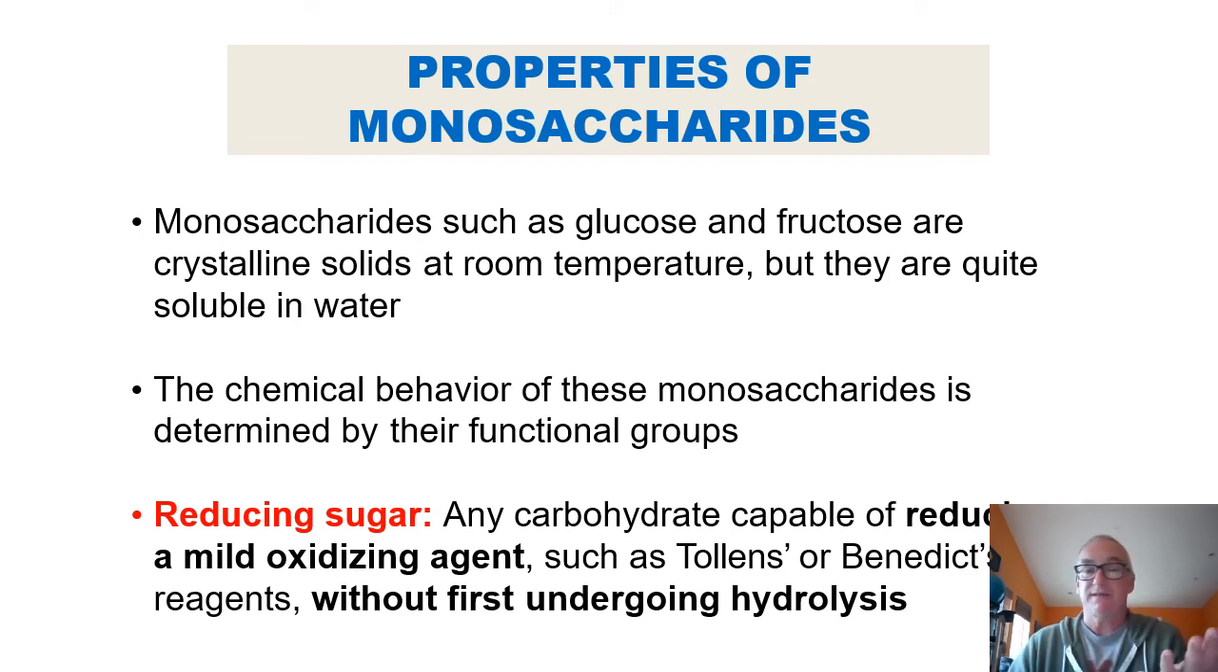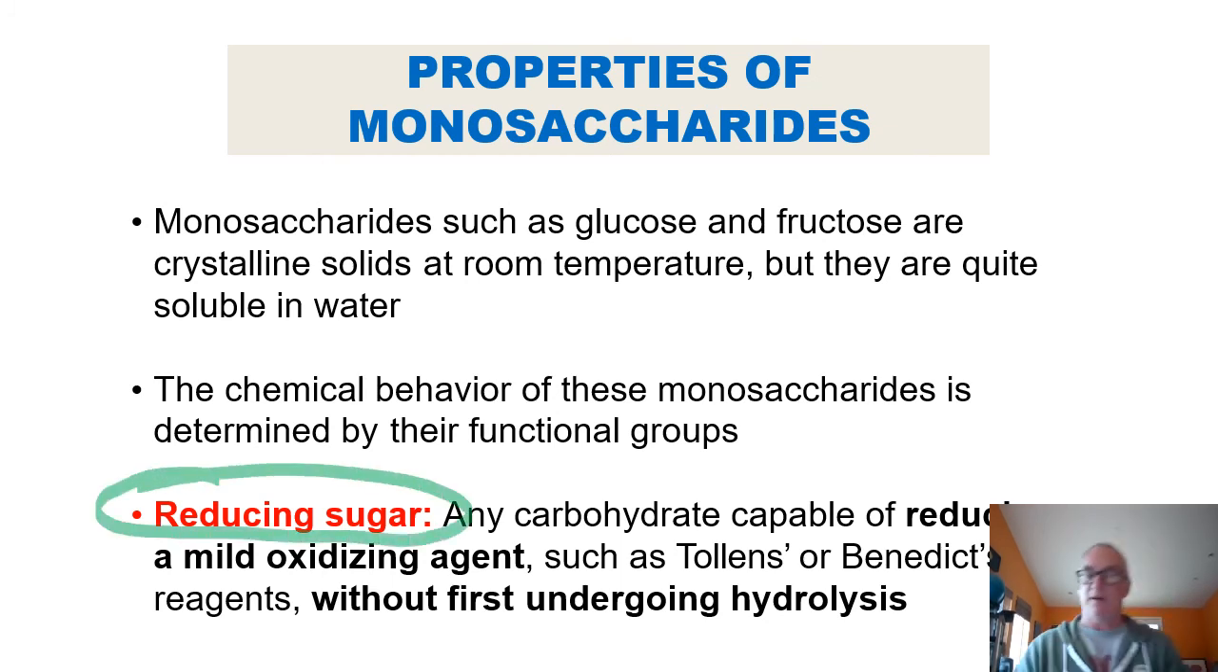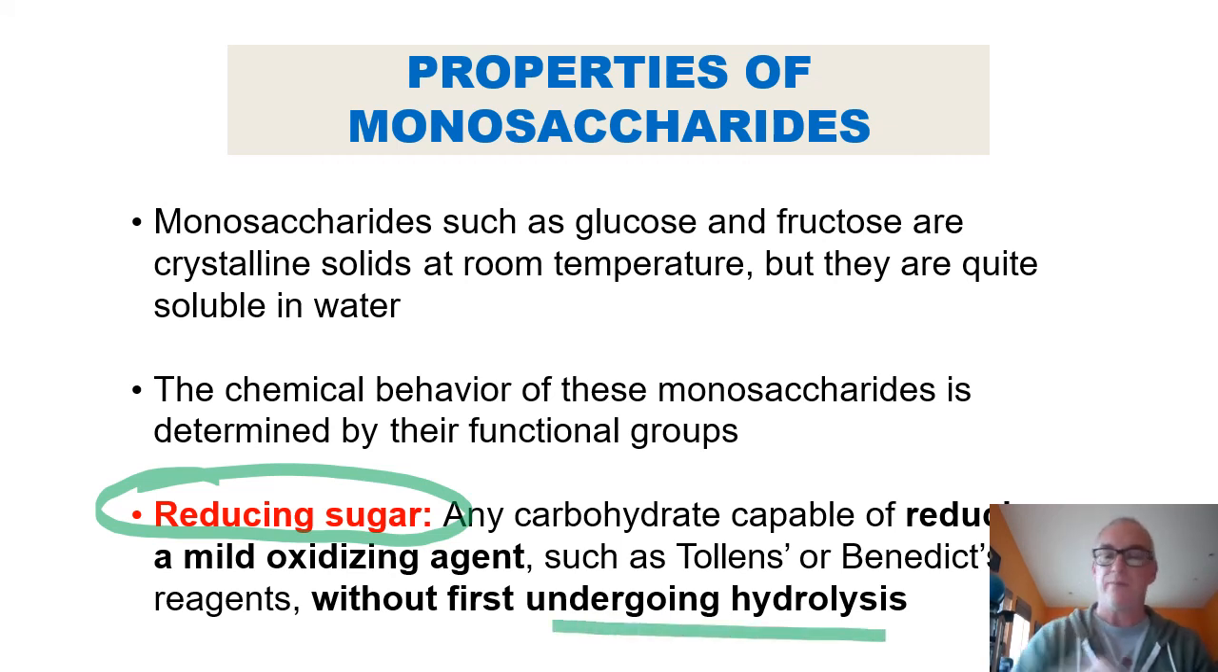So monosaccharides and basically the short polysaccharides, oligosaccharides and disaccharides, are crystalline solids that are really soluble in water. Sugar dissolves in water quite well. And the chemical behavior of these things, or the chemical properties, is determined by all these functional groups that it has on it. One test that is really common for seeing whether carbohydrates are present is to see whether a reducing sugar is present. That is a carbohydrate that is capable of reducing a mild oxidizing agent without breaking apart first. So let's have a look and see what those sugars would be.